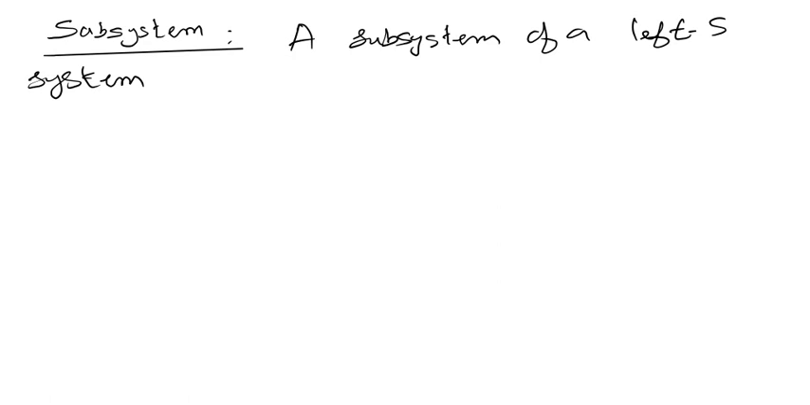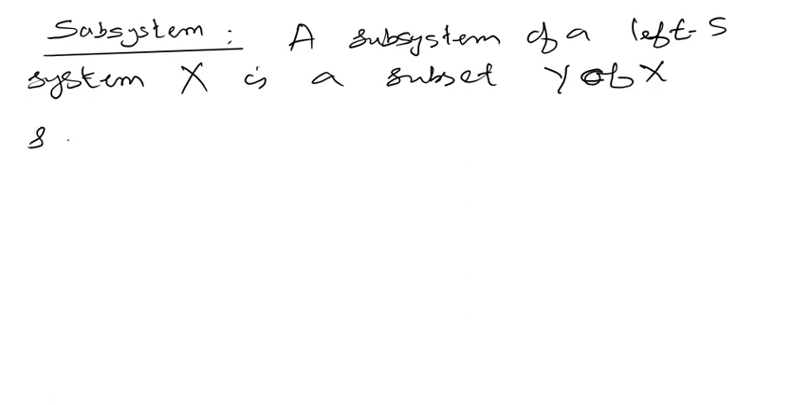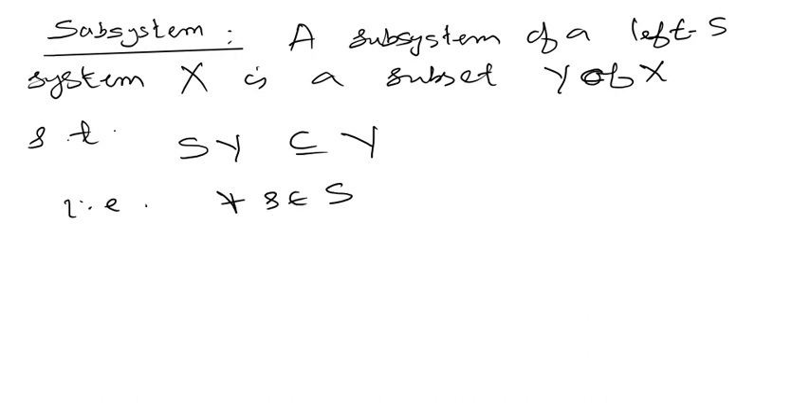ये पहली Y, X का subset of a left S system X is a subset Y of X such that when you restrict this action to Y, such that this SY should be subset of Y. SY should be subset of Y का मतलब क्या है? That is for all s in S, y in Y, ये जो होगा आपका sy, this should be in Y. ये Y नहीं होना चाहिए, Y X का सबसेट है.